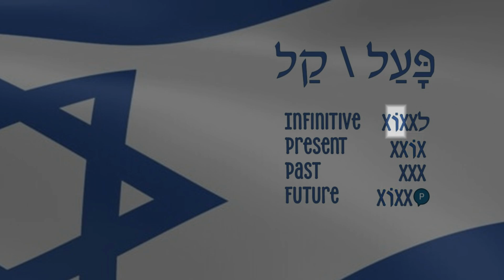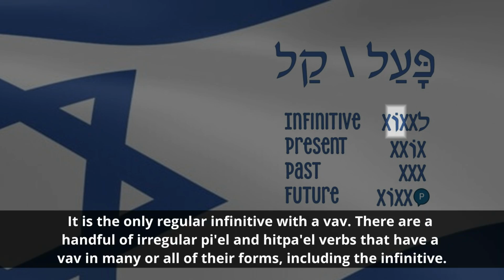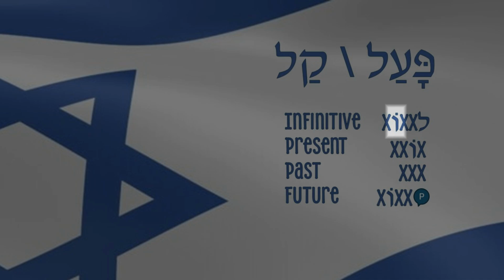The infinitive has a vav between the second and the third letters of the shoresh. And it is the only infinitive with a vav that is not one of the shoresh letters. So if you hear or see an infinitive with that O sound towards the end of it, you know this is a pa'al verb.